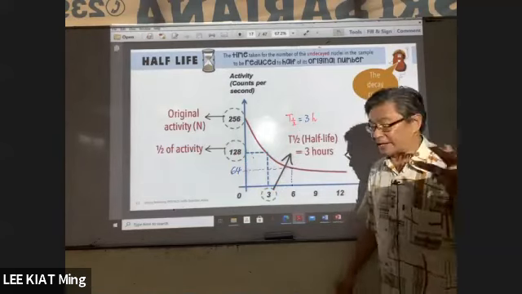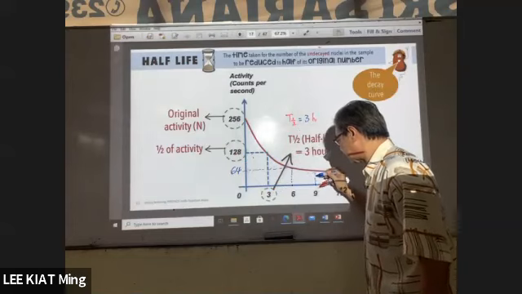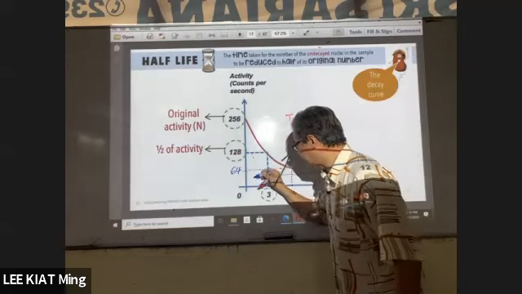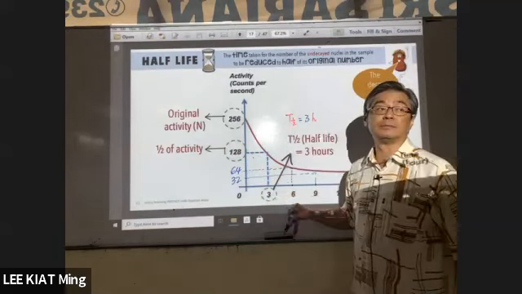Then if we decay again, another 3 more hours. The graph is not good, but we know it should be somewhere in the middle. They give you 30, 32. That is how it works.